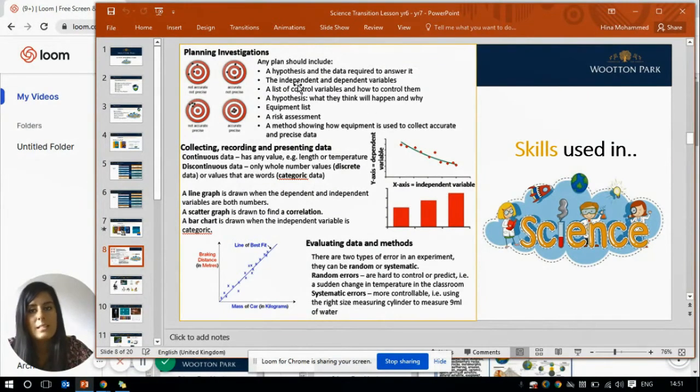So we've got planning skills where you would look at things like safety, look at the method, look at the variables you need. We've got collecting and recording data, so results tables, how to show your data, what your results show you. And then a high-level skill is evaluation of the data, thinking about how to improve the experiment, what to do for future experiments.